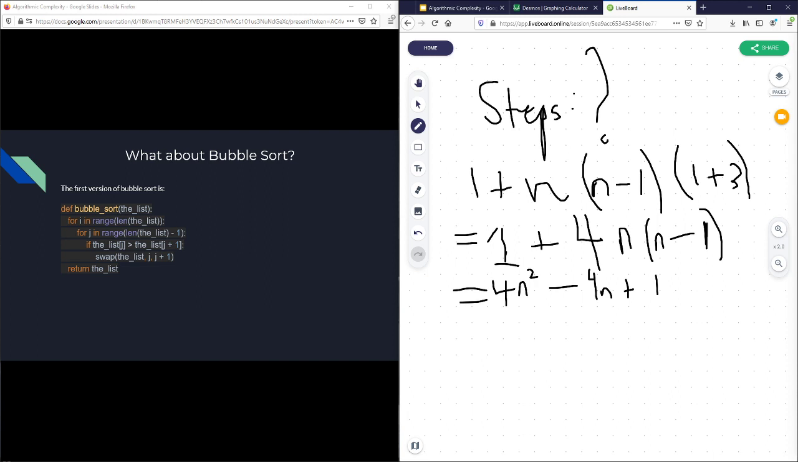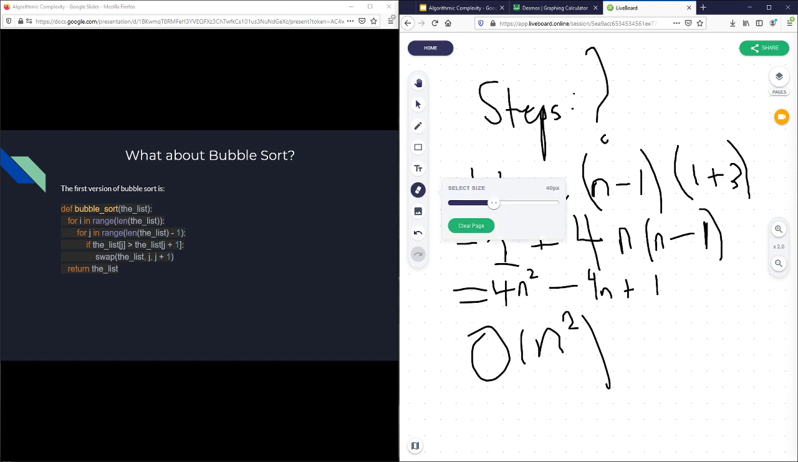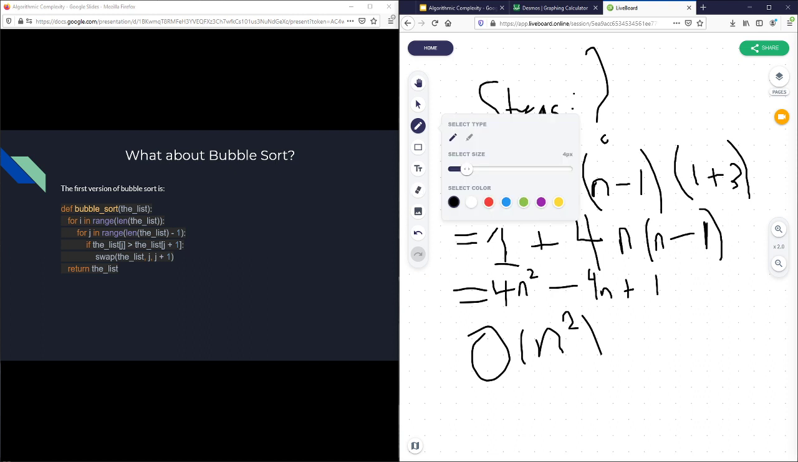And so, is this big O of n squared? That's our goal. In the end, we want to just say that it takes n squared steps, times some constant. And so, is it big O of n squared? And the answer is going to be yes, thank God. And so, why is it that way? Why is 4n squared minus 4n plus 1 big O of n squared?